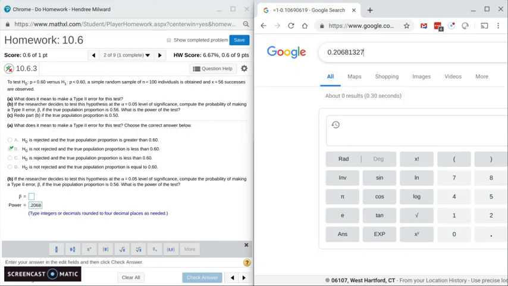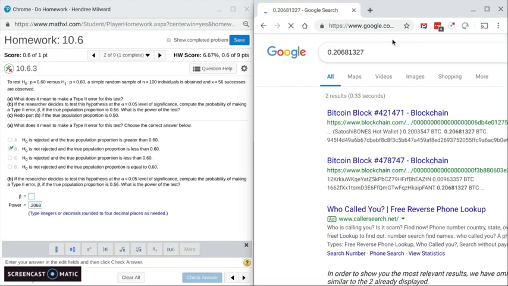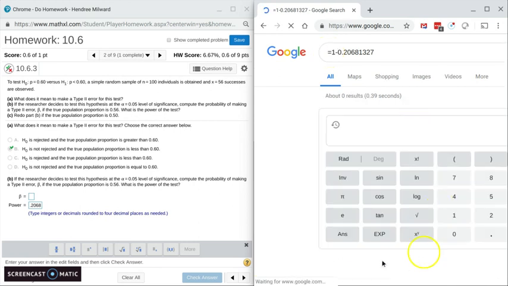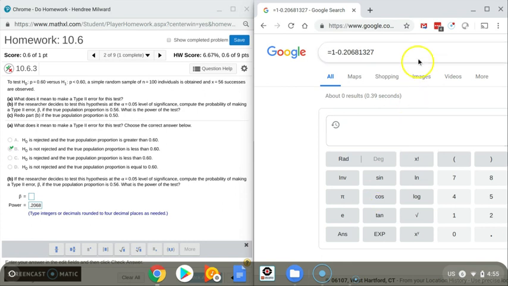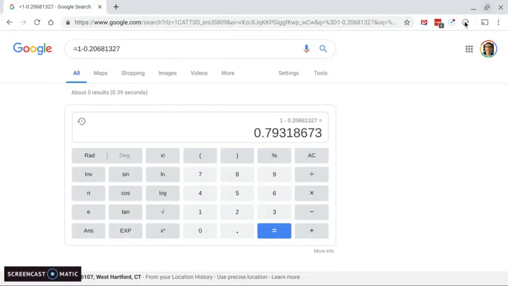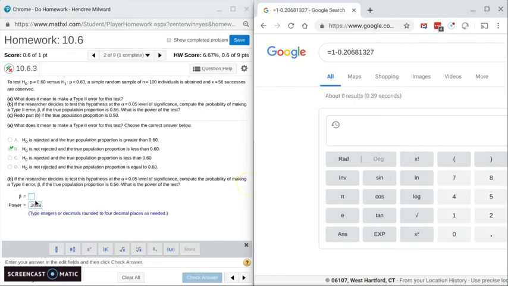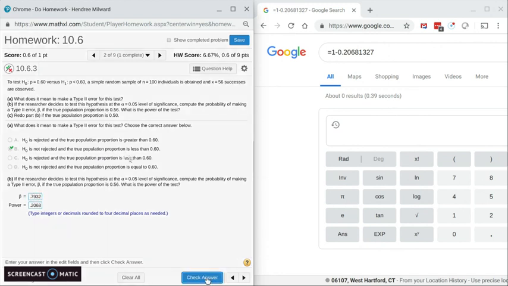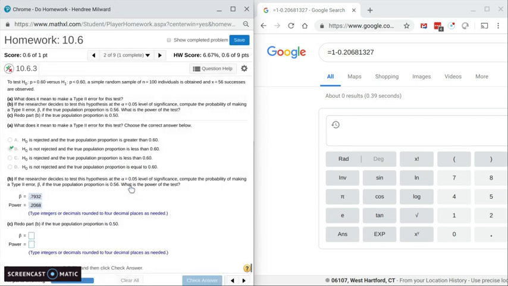So beta just equals 1 minus that. And if we blow this up, what do we get? We get 0.7932. Okay. Check the answer. That's good.